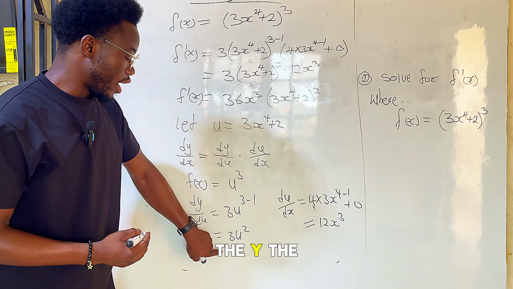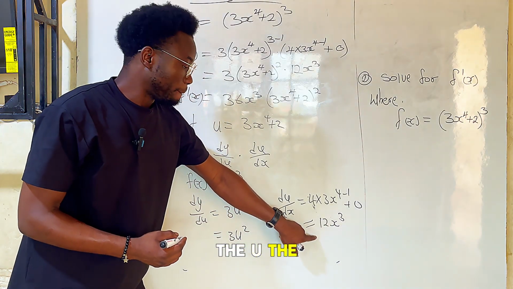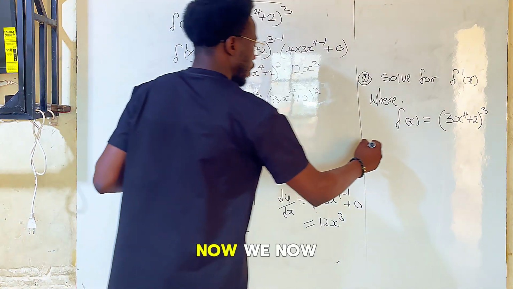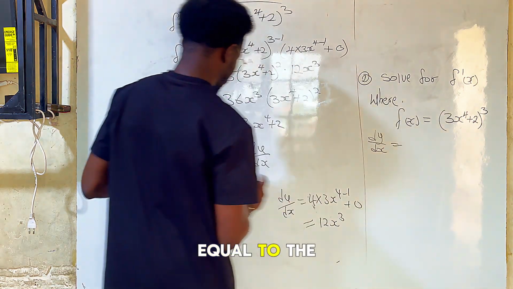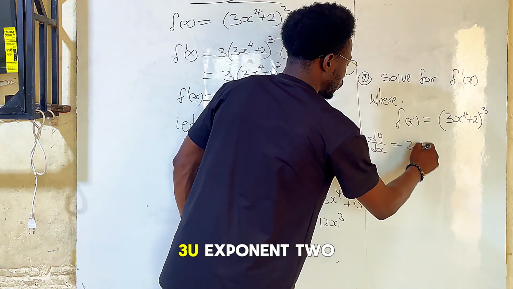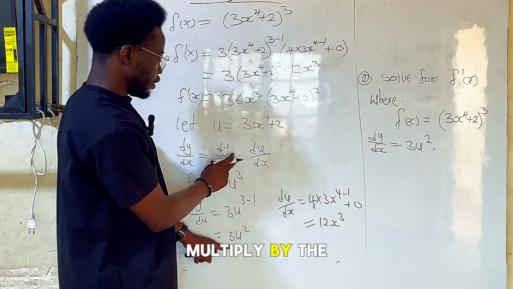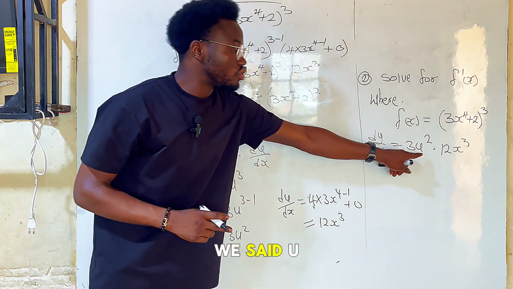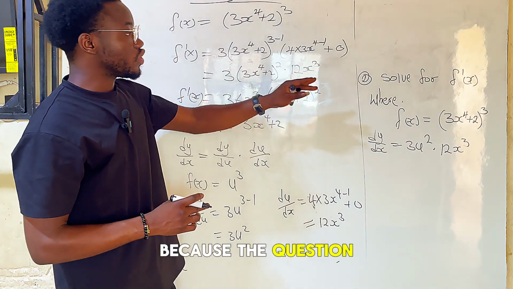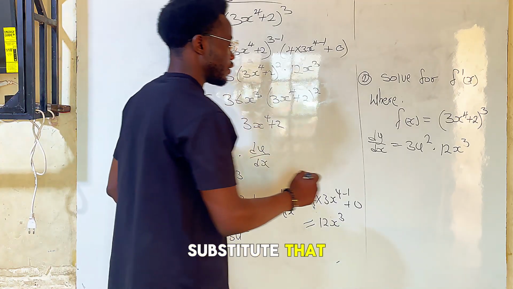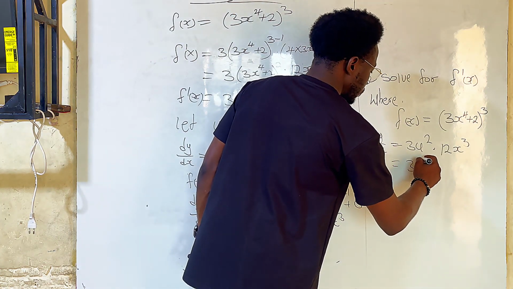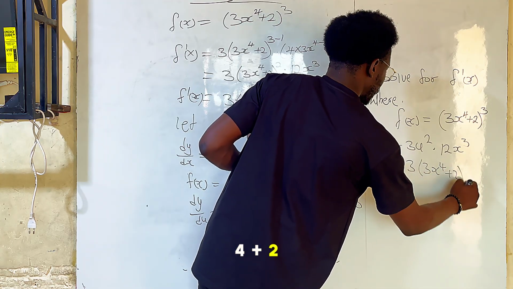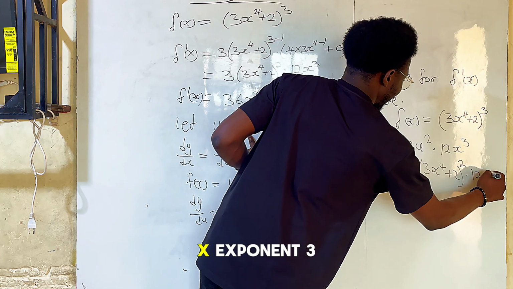Now we have dy/du and du/dx. We can put everything back into our equation. Now we have dy/dx equal to dy/du, which is 3u exponent 2, multiplied by du/dx, which is 12x exponent 3. But remember, we said u is equal to this, so we have to substitute because the question wasn't given in the u form. So we quickly substitute that. So we have 3 in the brackets, where the u is 3x exponent 4 plus 2, all exponent 2. And this is multiplied by 12x exponent 3.